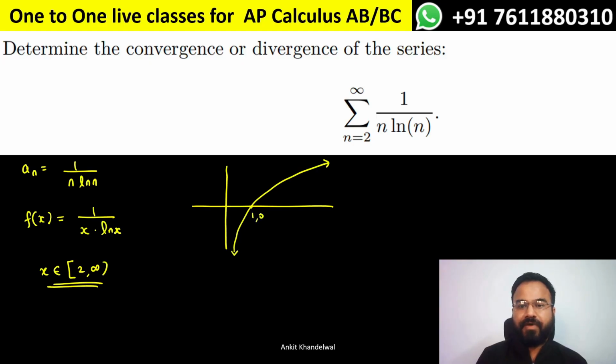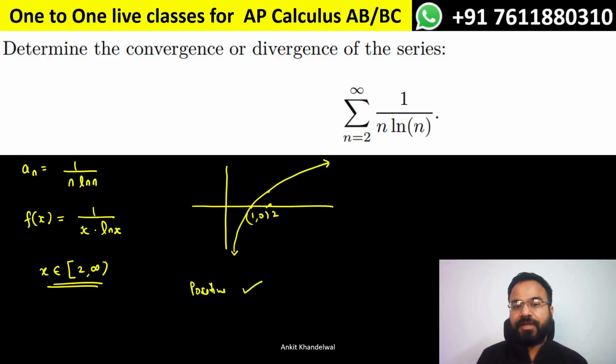This is the point (1, 0). So we can clearly see that at 2 the value is positive. So for all the values greater than 2, the function ln x is positive and x is already positive. So we can say one thing: the complete function is positive.